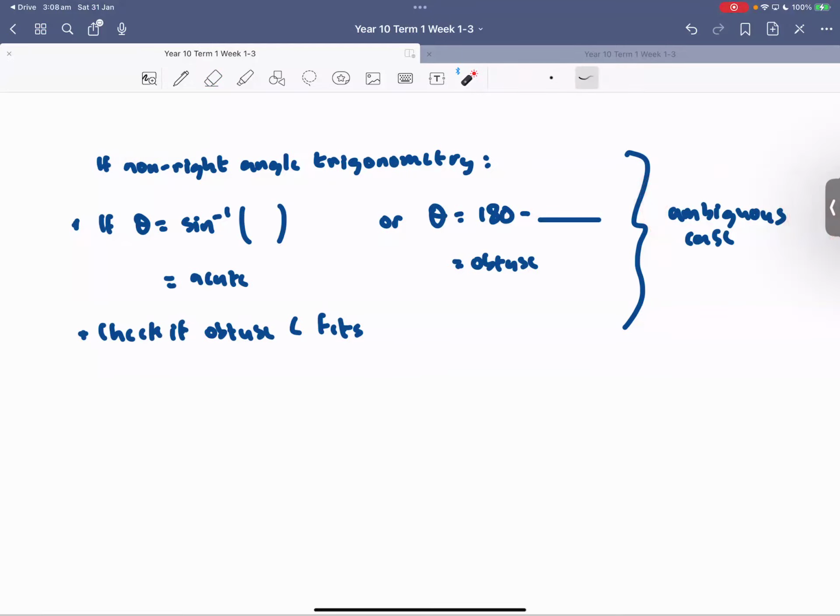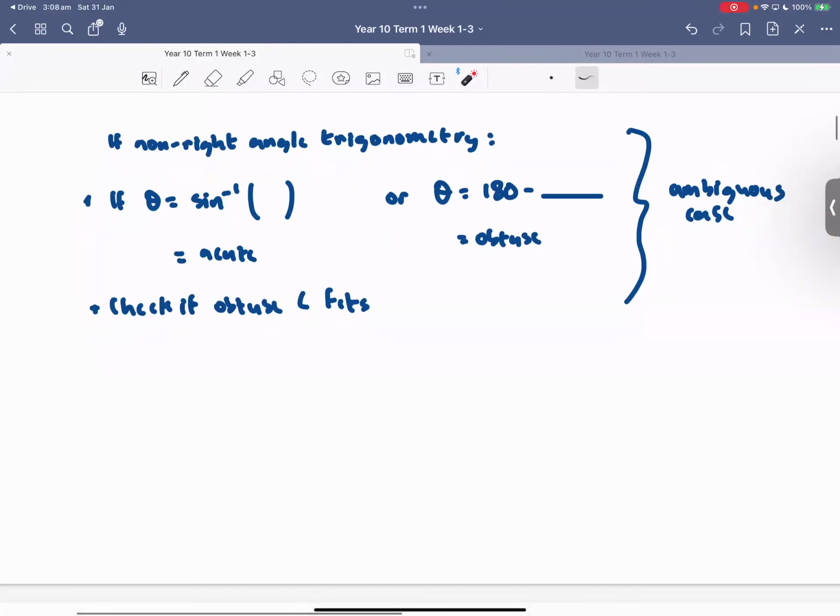Now, those that are decent at English, what does ambiguous mean? Like it's unclear. That's the point. If there's a certain question, there might be an acute answer, there might be an obtuse answer.